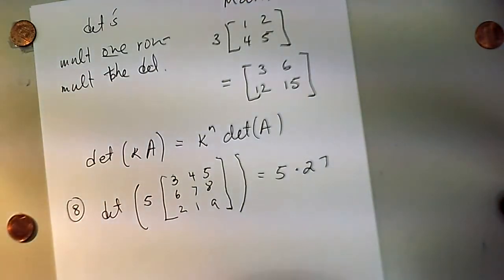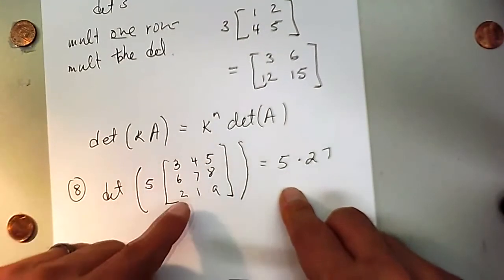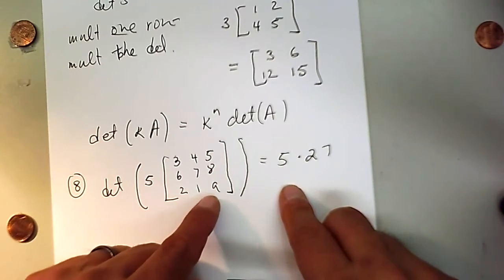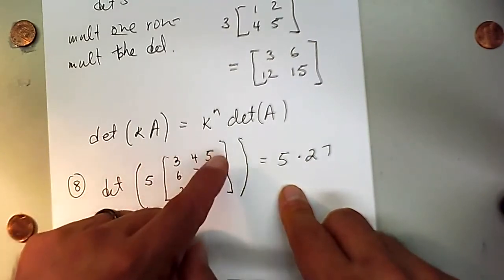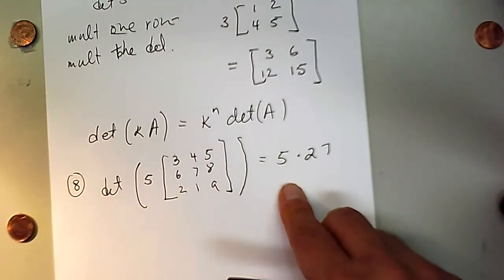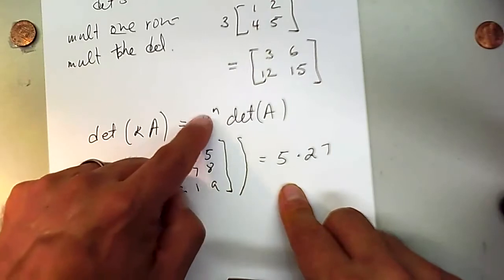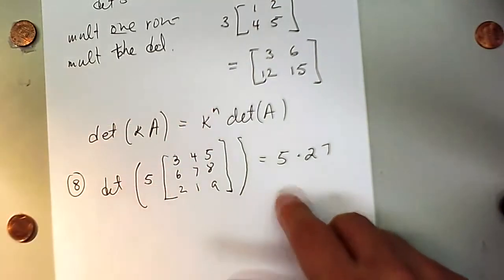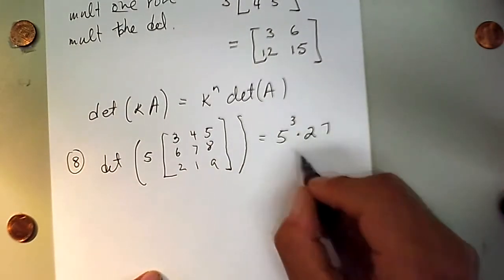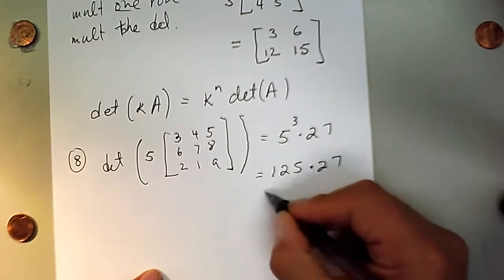That is not true because when we multiply by 5, we're multiplying every element in the matrix. So we would have 15, 20, 25, 30, 35, 40, 10, 5, 45, which means that the first row gets multiplied by 5, the second row gets multiplied by 5, the third row gets multiplied by 5, and that means we are actually multiplying the determinant by 5 three times. That's what I mean by k to the n, k to the 3 in this case. Okay, now it is good, because every time we multiply one row, we got to multiply by 5. That is 125 times 27.